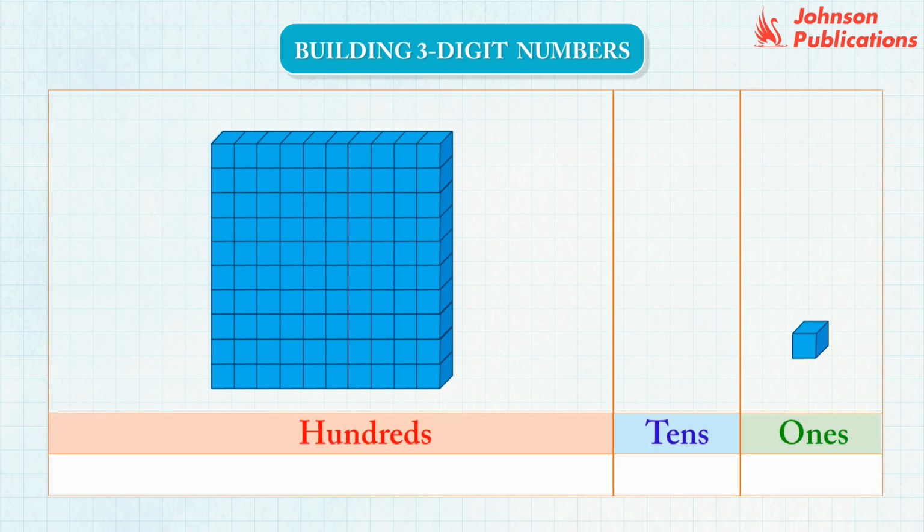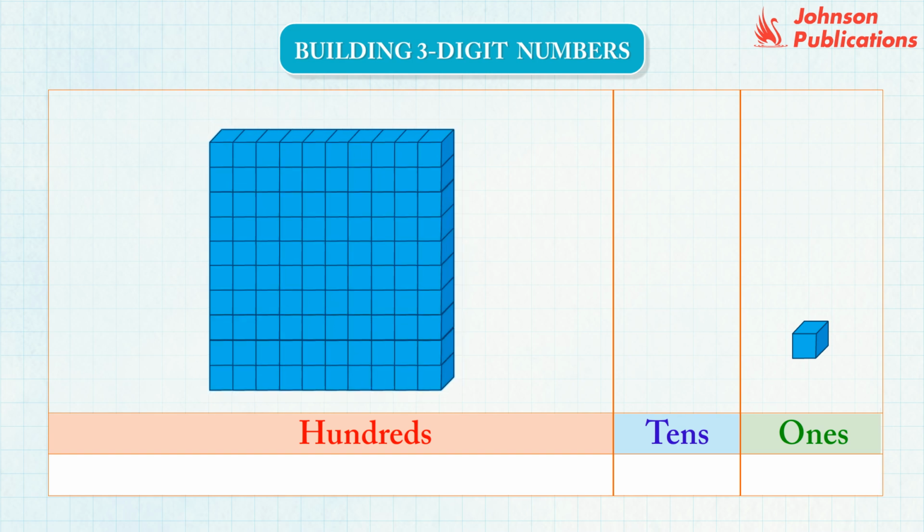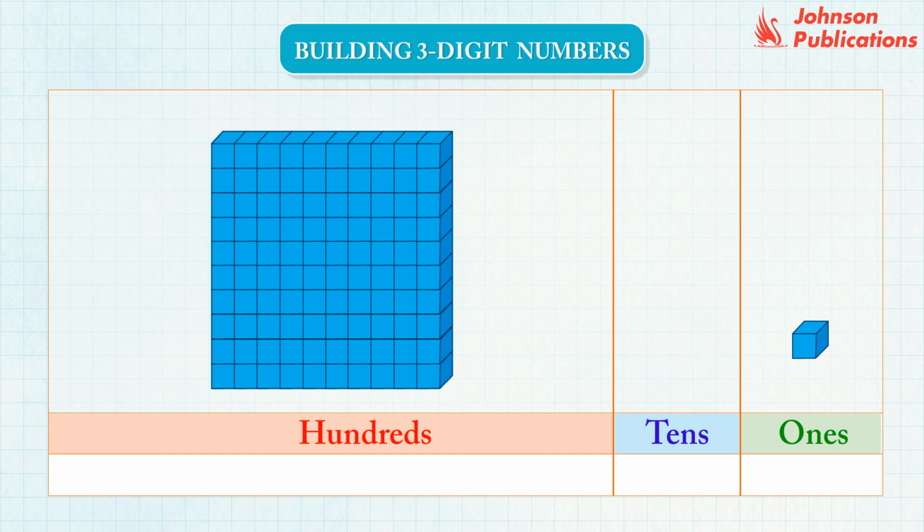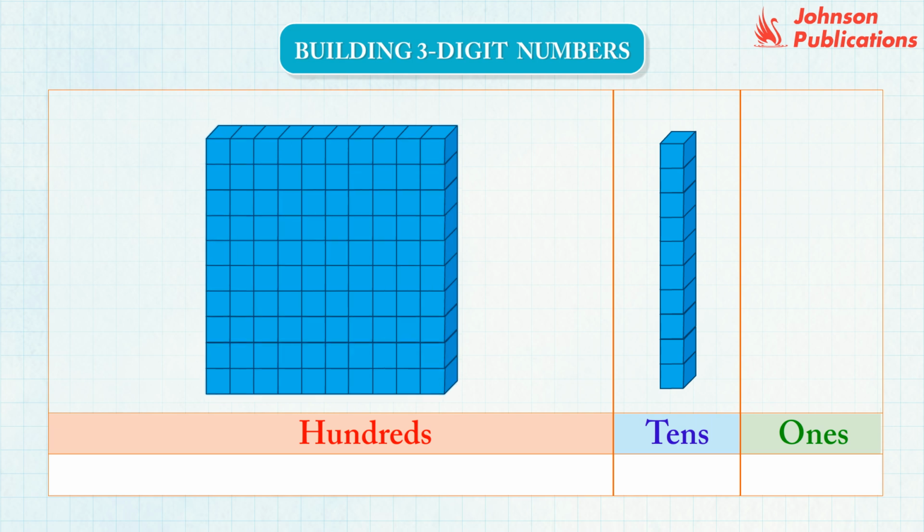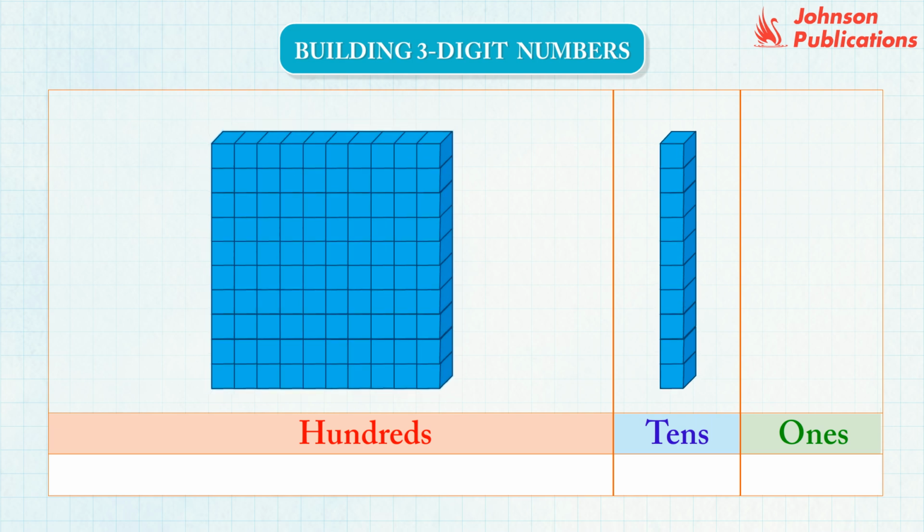Let us now place the blocks in the place value table. Observe the blocks given in the table. There is one block of 100 and one block of ones. So, the number formed is 101. We read it as 101. This is a 3-digit number. Observe the blocks given in the table. We have one block of 100 and one block of 10. So, the number formed is 110. We read it as 110.